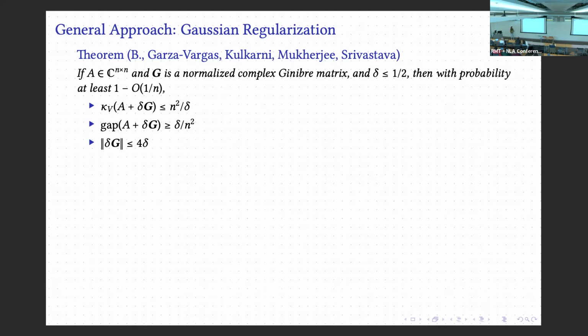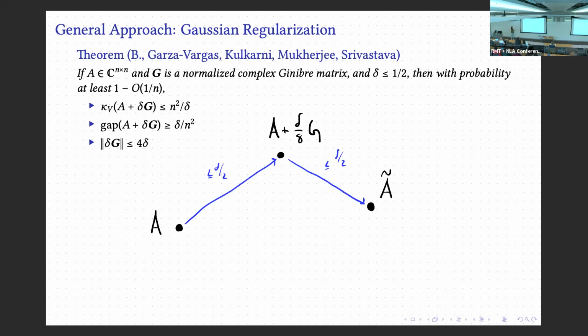So you can think of this as saying, I'm interested in solving the eigenproblem on some matrix, could be the matrix from the previous slide. What am I going to do? First, I'm going to add this small perturbation, say, A plus delta over 8 times G or something. That's going to take me to a matrix with well-conditioned eigenvectors and with large gaps.